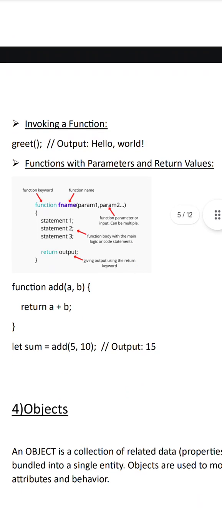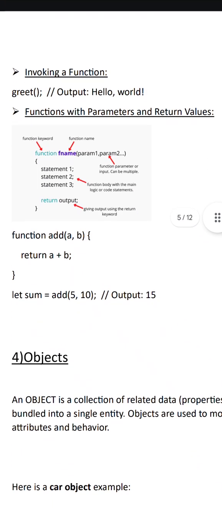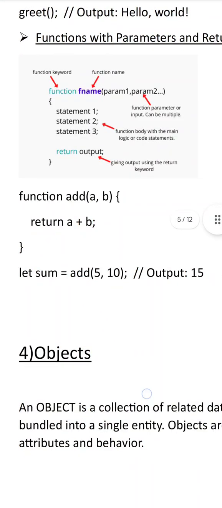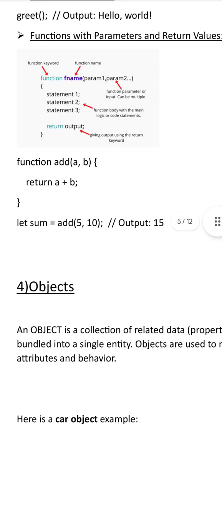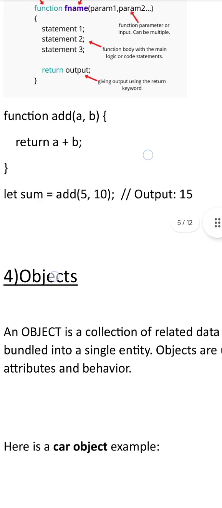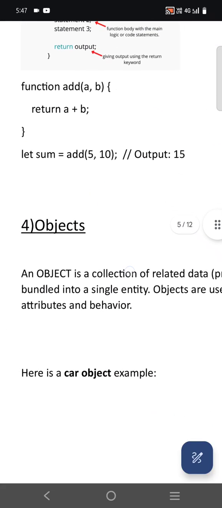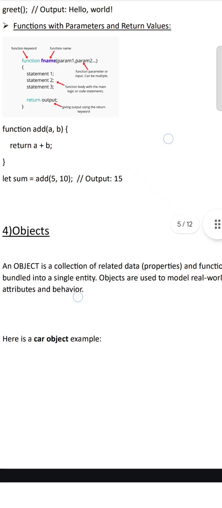Functions with parameters and return values. Here we can see that a and b are the parameters and we are returning it by return a plus b. So here we are calling the function add, and the output is shown. We can see another one, objects.